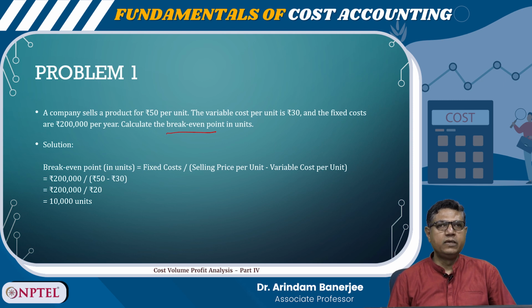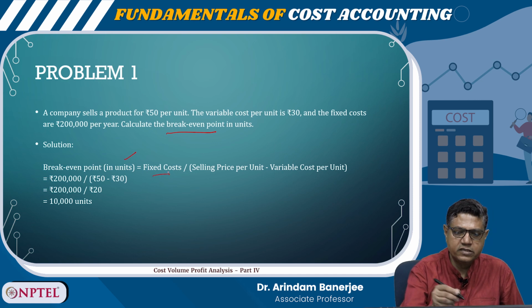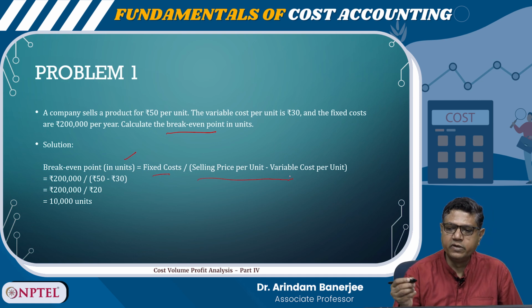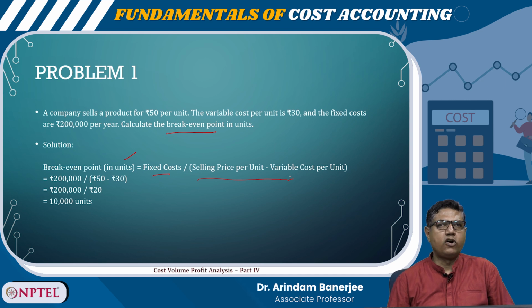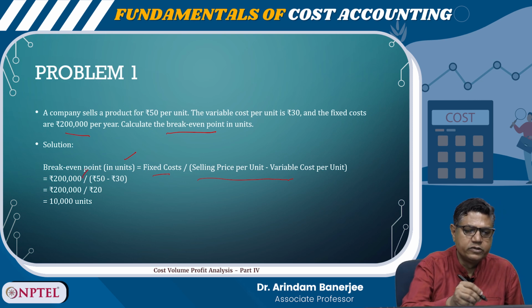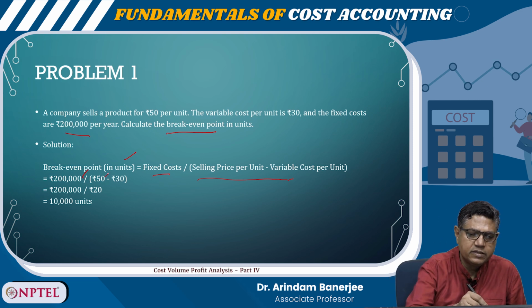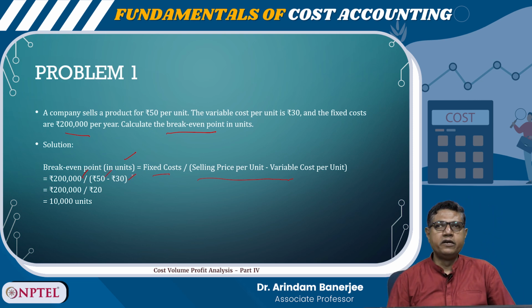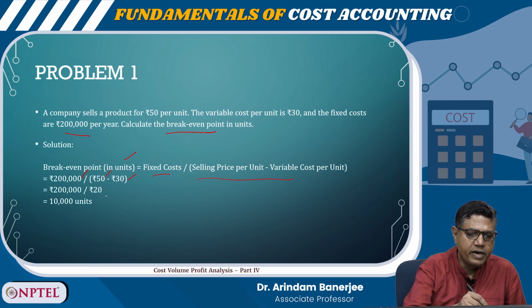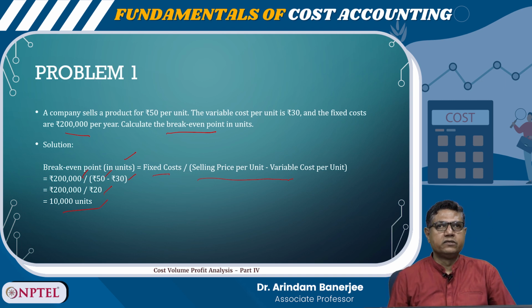So, what is the formula? The formula is break-even point in units is equal to fixed cost divided by selling price per unit minus variable cost per unit. The fixed cost is given here, rupees 2 lakh. So, rupees 2 lakh divided by selling price per unit, that is 50 rupees, minus 30 rupees, the variable cost per unit. So, 2 lakh by rupees 20 is 10,000 units, the break-even units.